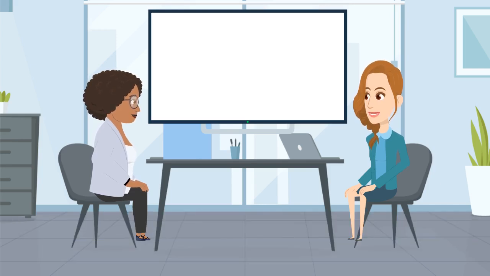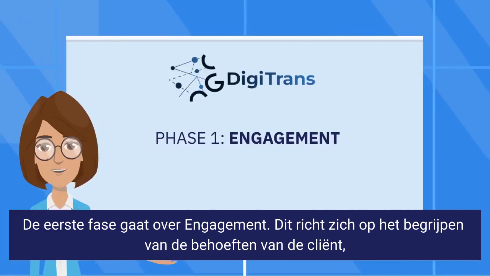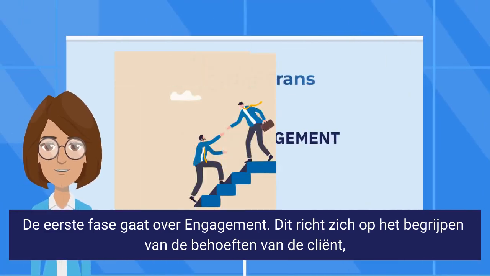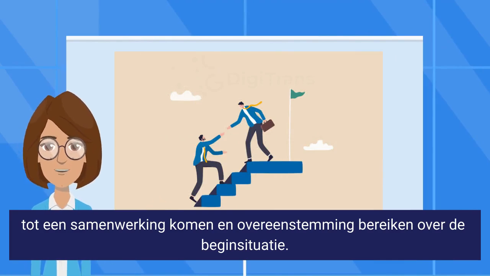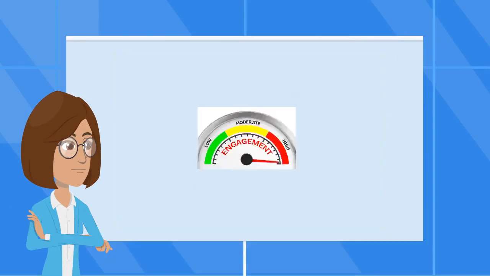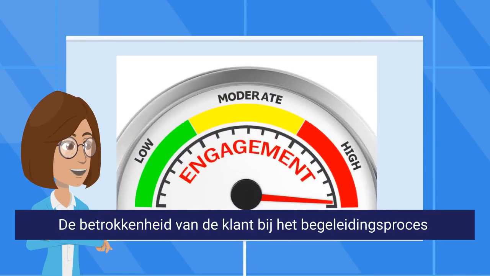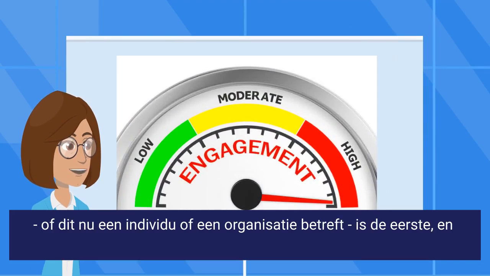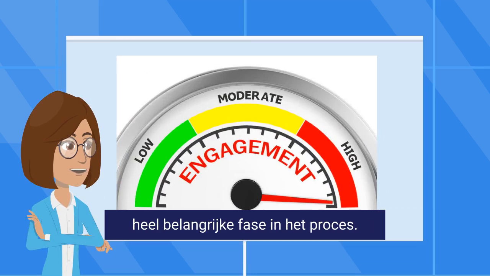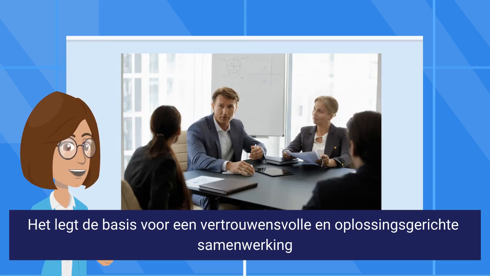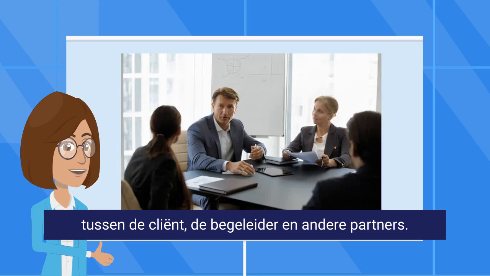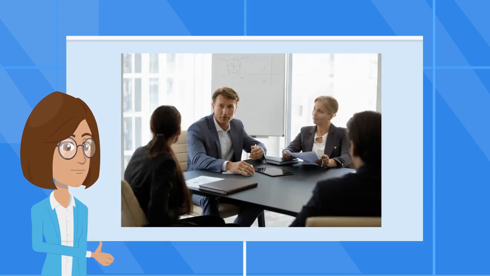Thank you. Phase 1 is about engagement. This includes understanding the client's interest, formulating the contract, and speaking about the initial situation. The engagement of a client, individual or from a company, that is organizational, in the counseling or in the consulting process is the first and very important phase in the process. It prepares the ground for a trustful and solution-oriented cooperation between client, counselor or consultant and other partners.